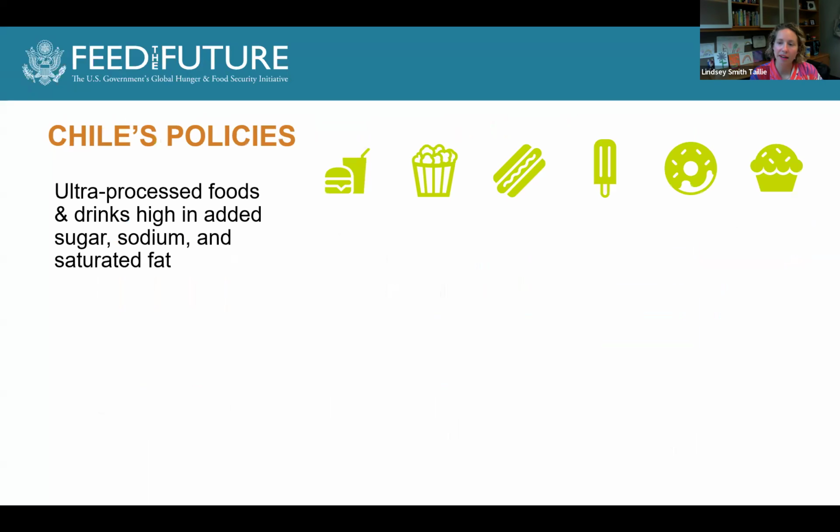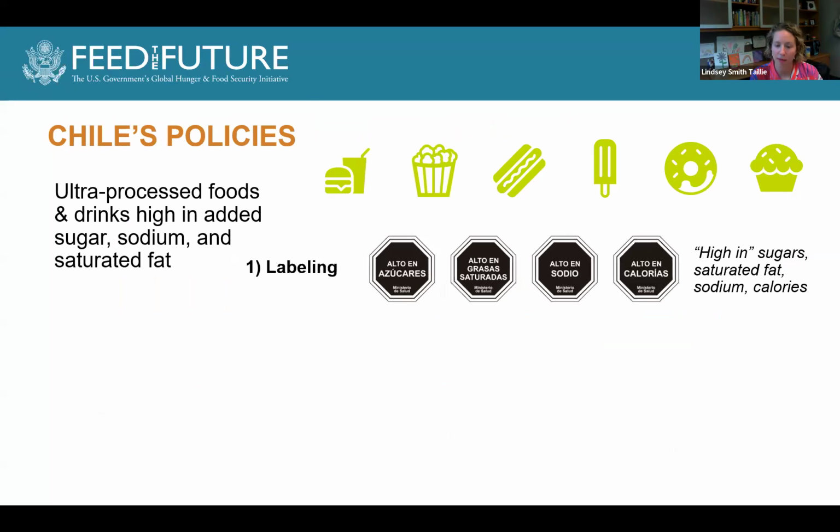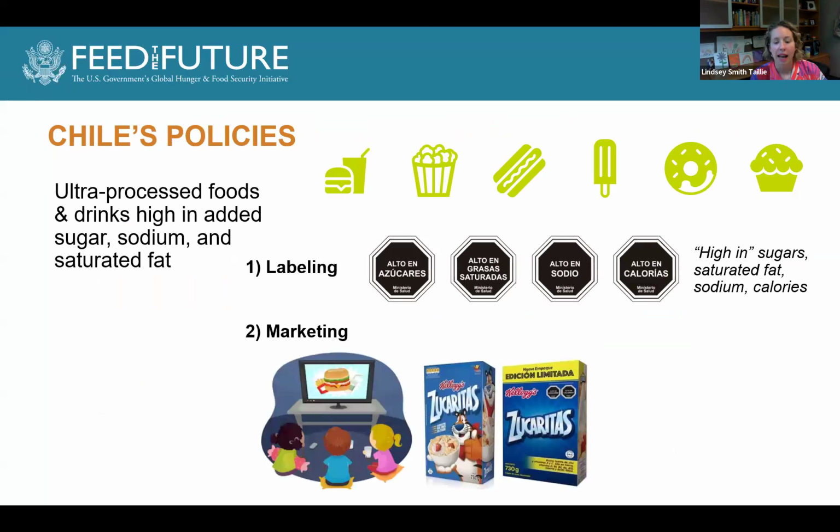And in 2014, the president at the time, who was a pediatrician, decided that she and her administration wanted to address this problem of childhood obesity. And so they decided to implement a set of policies, which included the first ever front of package labeling scheme with these stop sign labels that would tell people if a product was high in sugar, saturated fat, sodium, or calories. And then in addition, they implemented a progressive series of marketing regulations.